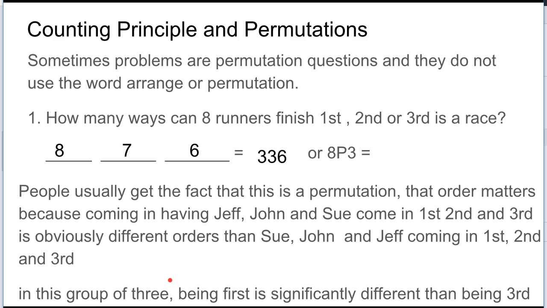And again, if you want to think of it as permutations, I've got 8 runners, and I'm going to find arrangements, and I'm going to take them 3 at a time, and that would also be 336. Now people usually get that this is a permutation because order matters, because they think of first, second, and third place as being an order. Obviously, if you come in first, it's different than if you come in second or third. And so people usually get this kind of problem, and they say, "Oh, order matters. It must be a permutation."